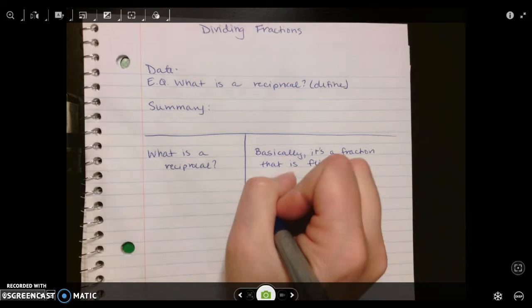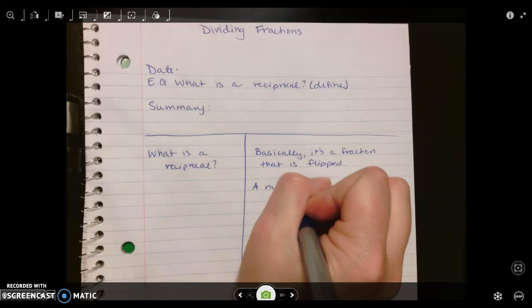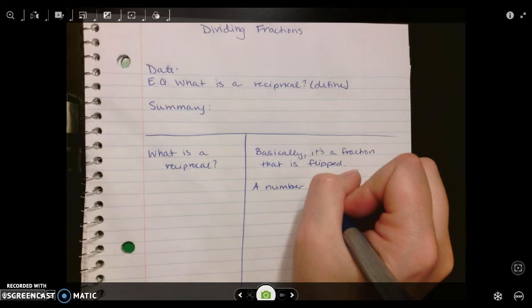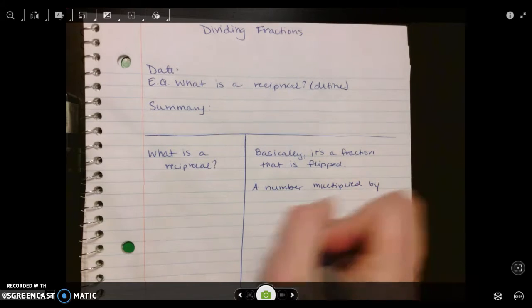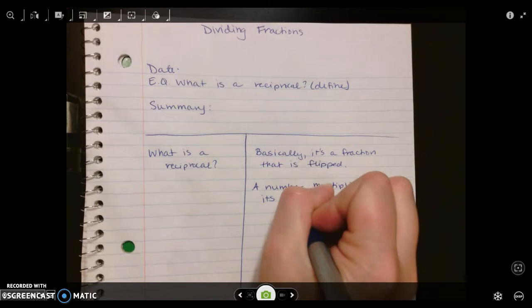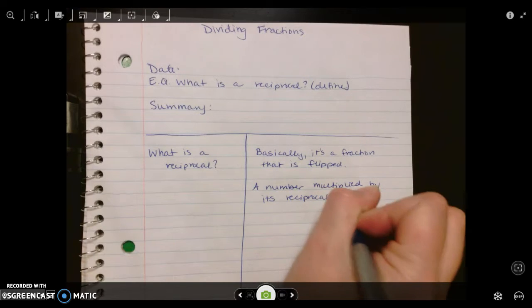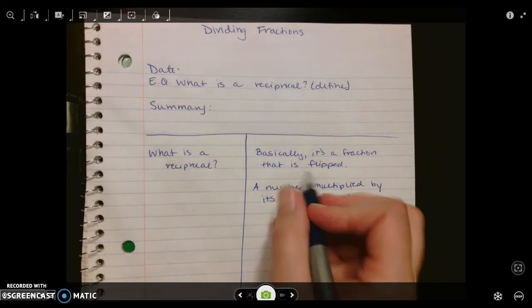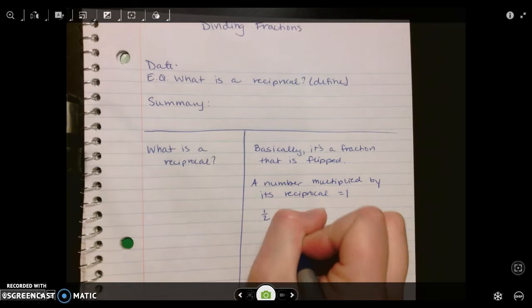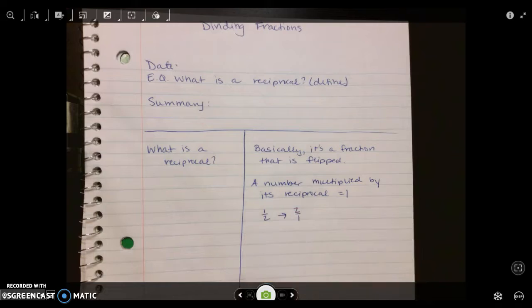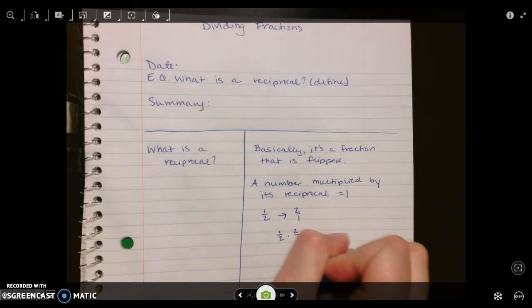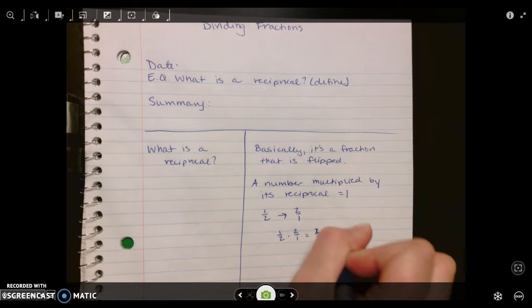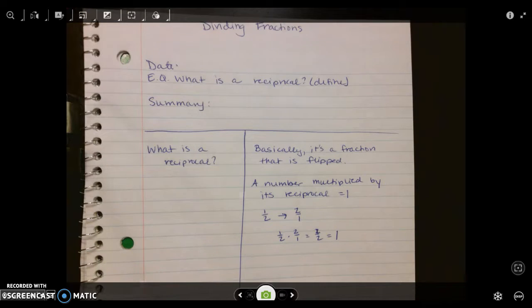A key idea is that a number, you can hear my dog in the background right now, a number multiplied by its reciprocal equals 1. So, for example, if I had the fraction 1/2, its reciprocal is 2 over 1, which is 2. And if I took 1/2 and multiplied it by its reciprocal, I get 2 over 2, which is the same thing as 1. So that's what a reciprocal is. We're going to need that concept to help us when we're doing fraction division.